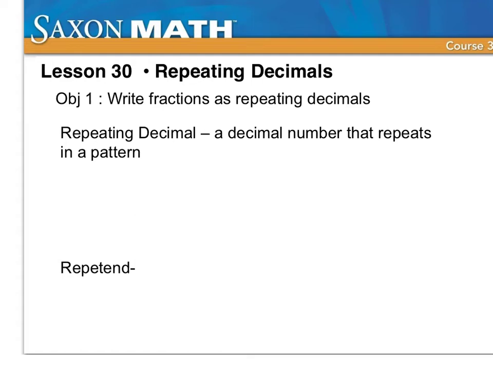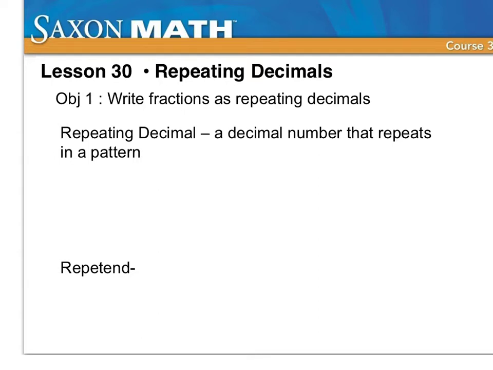Alright, we're wrapping up section 3 here with lesson 30. We're talking about repeating decimals, and your objective is to write fractions as repeating decimals. First thing we need to do is define repeating decimal. A repeating decimal is just a decimal number that repeats itself in a pattern.